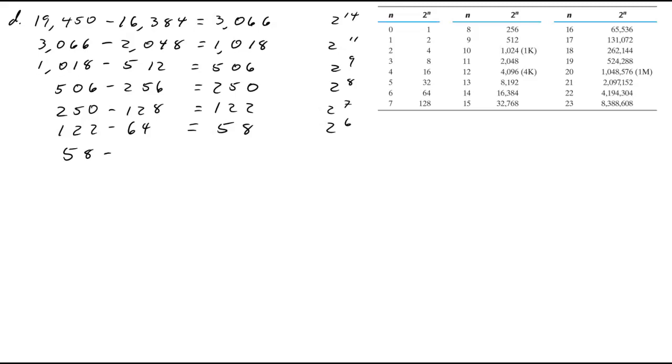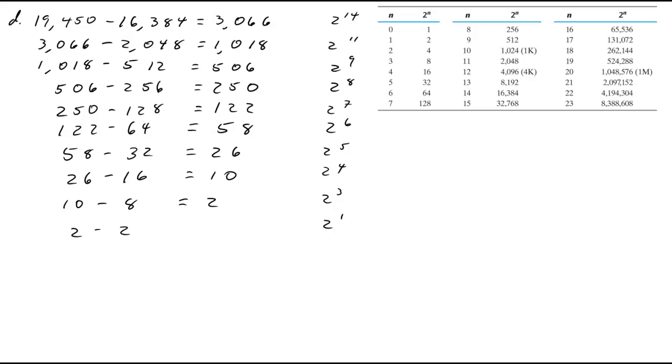From 58, we can subtract 32, which is 2 to the 5th. The difference is 26. From 26, we can subtract 16, which is 2 to the 4th, leaving us 10. From 10, we can subtract 8, which is 2 to the 3rd, leaving us 2. From 2, we can subtract 2, which is 2 to the 1st, and that takes us to 0.